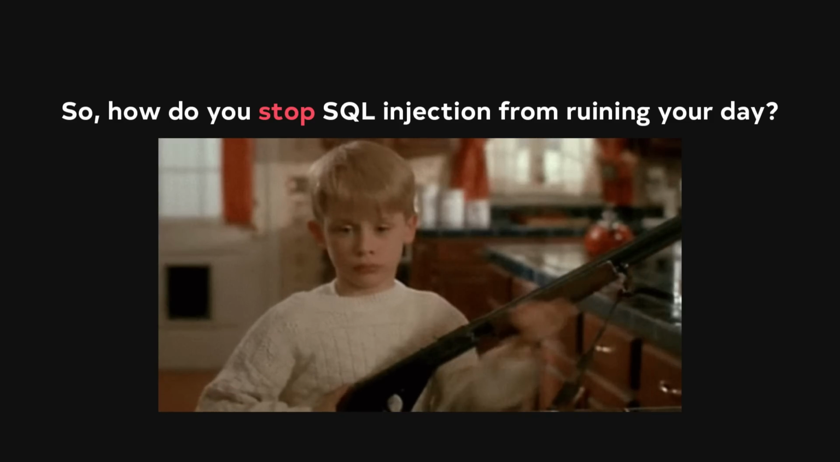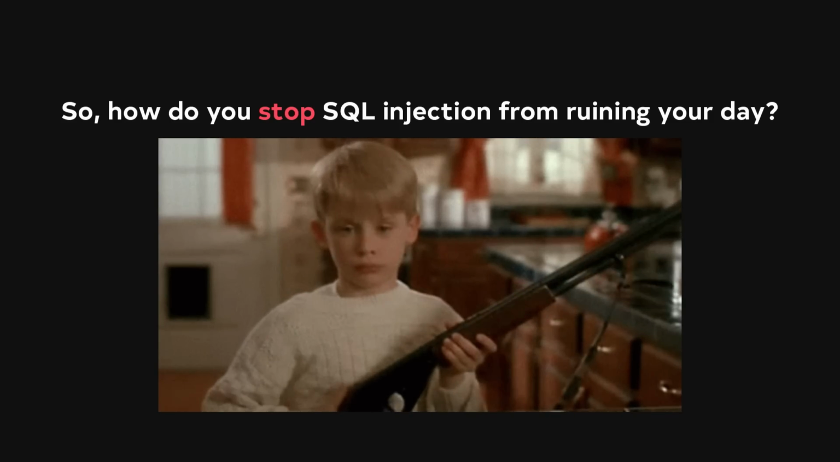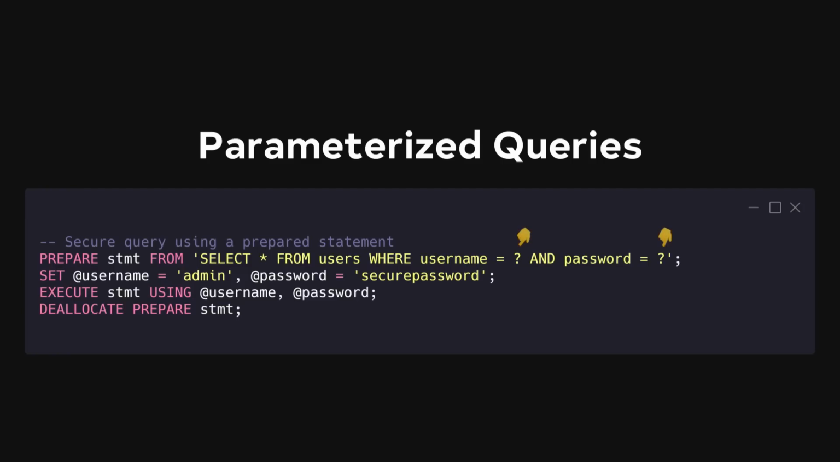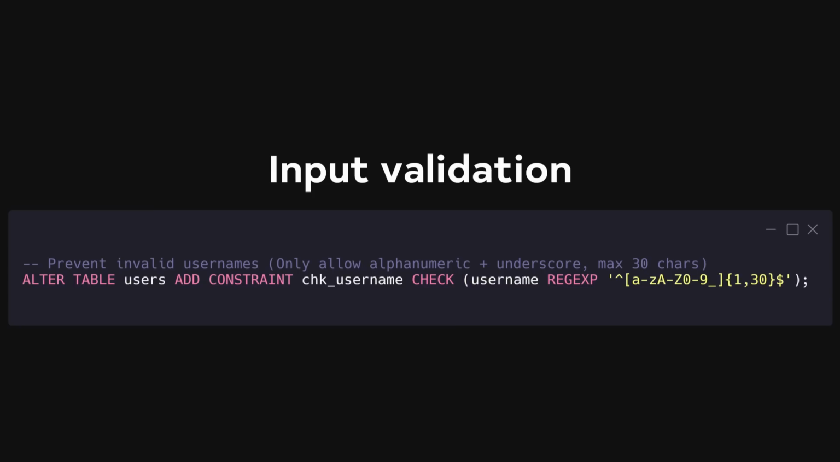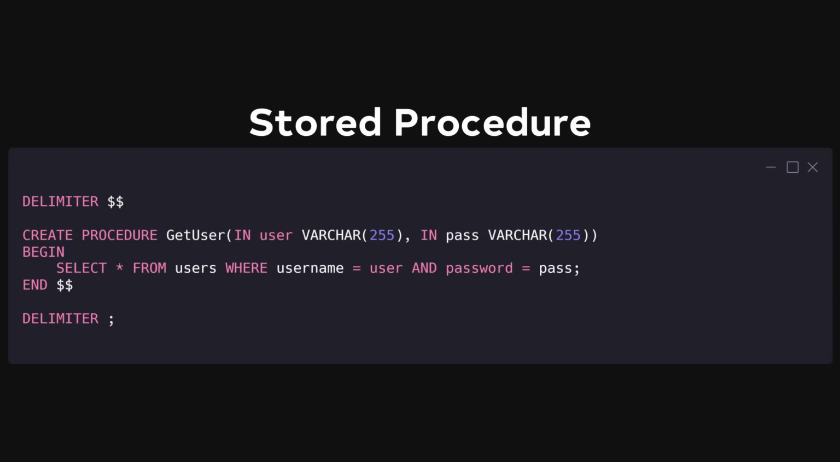So, how do you stop SQL injection from ruining your day? First, use parameterized queries. Think of these as database-safe seatbelts that prevent dangerous inputs from executing. Input validation is another layer of defense. If the user tries to submit their name as Robert'); DROP TABLE students; you should probably reject that. Stored procedures can also help by keeping SQL logic controlled, and escaping user inputs ensures that special characters are treated as plain text rather than commands.